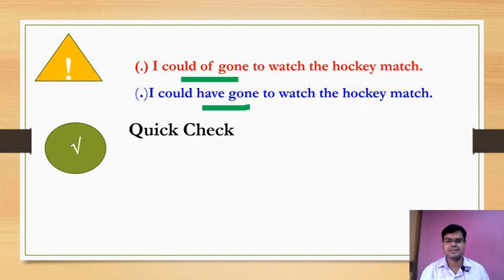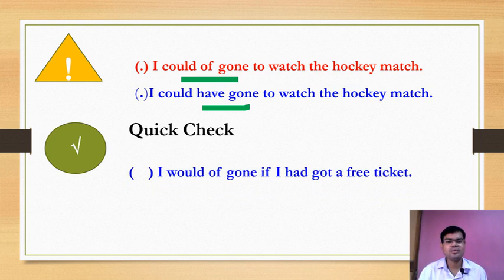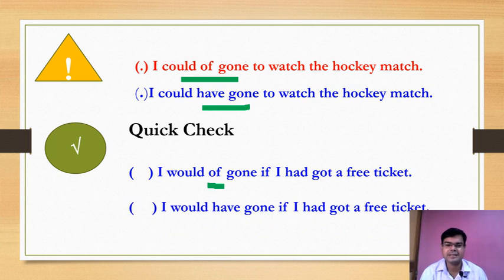So next just see, I would have gone if I had got a free ticket. Once again this is there. So here the correct one is I would have gone if I had got a free ticket. So have is important. Whenever you have to say like I have done, or I would have done that, something about past, you can use this have. In case of past you have to use could.